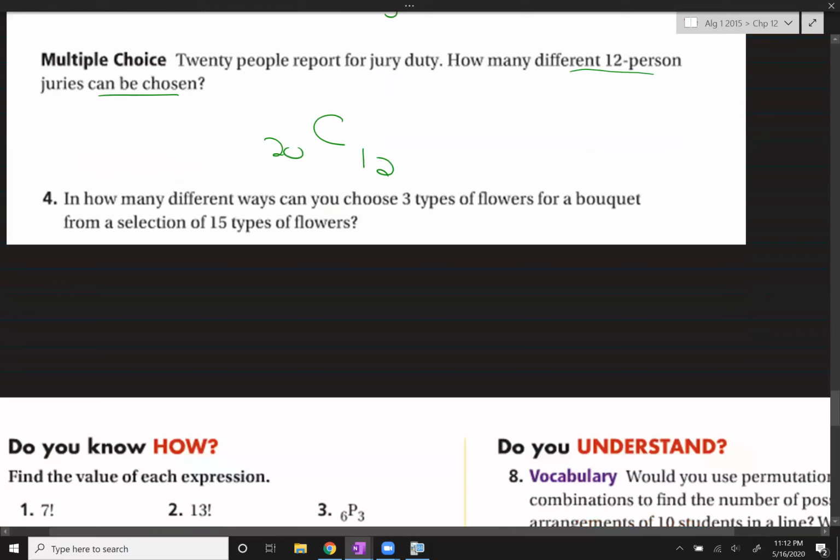How many different ways can you choose 3 types of flowers from a selection of 15? Right? So notice we're just going to choose them. So it's 15 combination of 3. That gets us a little bit of our difference here.